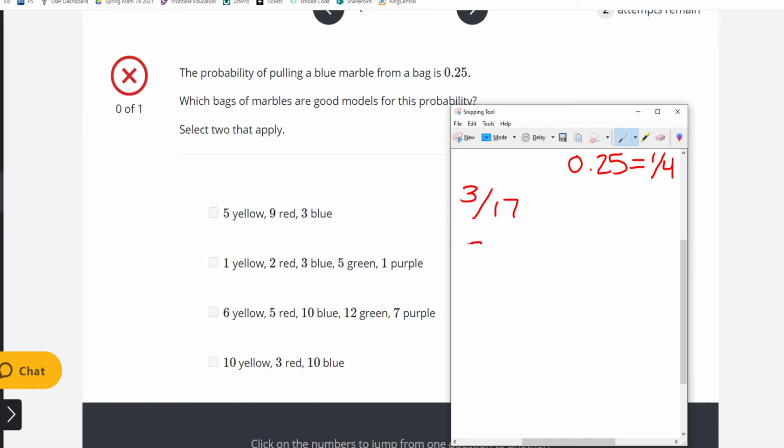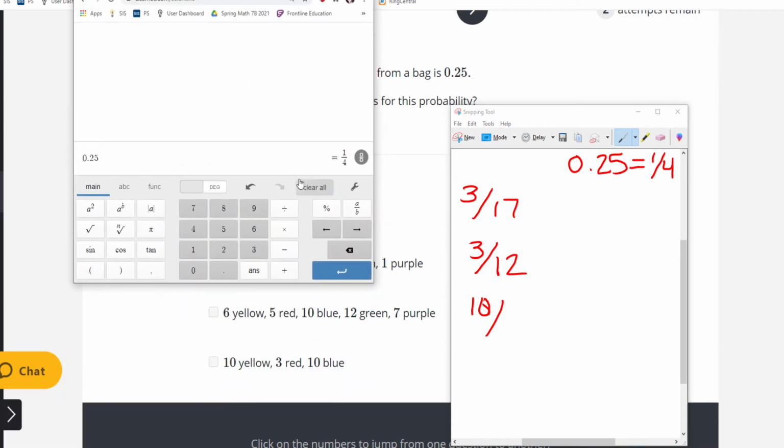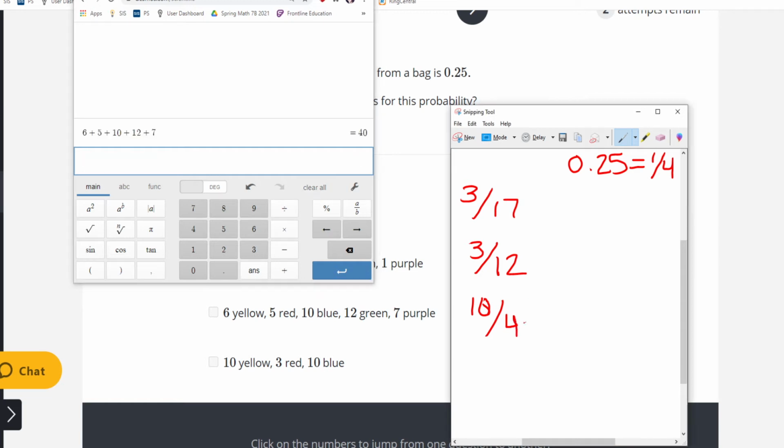The second one here, I have 3 blue marbles over my total. 1 plus 2 is 3. 3 plus 3 is 6. 6 plus 5 is 11. Plus 1 is 12. And remember, if this is hard for you to keep track of in your head, like this one down here, I see that there's 10 blue, but I know that there's a lot of numbers and I don't want to make a mistake. Type it into Desmos. That's okay. I have 6 yellow, 5 red, 10 blue, 12 green, and 7 purple. There's a lot in this one, so type it into Desmos.